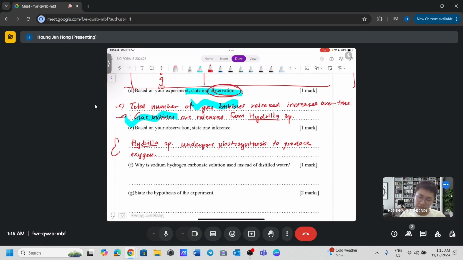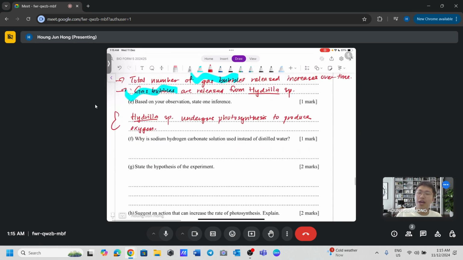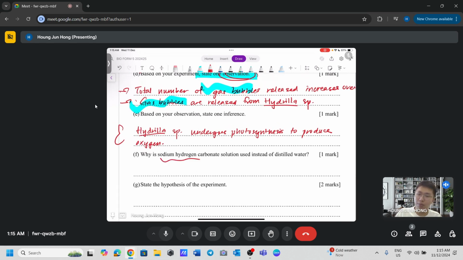Okay, right, next one. Why is sodium hydrogen carbonate used instead of distilled water? So I think over here the idea is, what is the purpose of this? It can even be baking powder and etc. Okay, so what is the purpose over here? Yeah, basically to provide carbon dioxide.